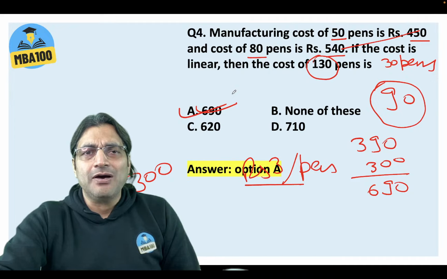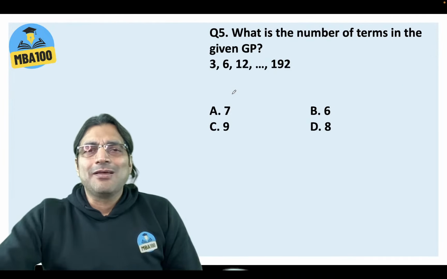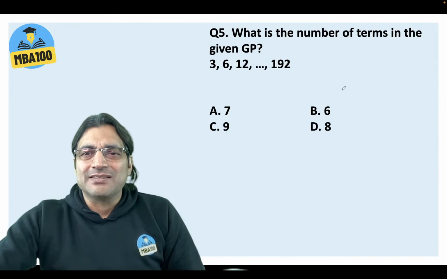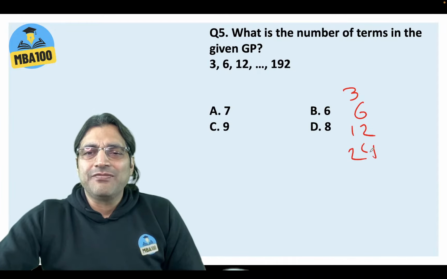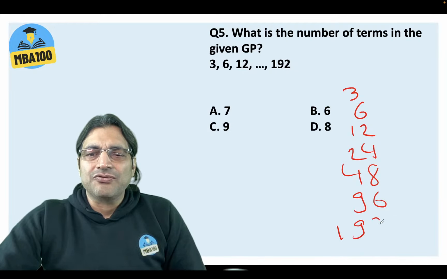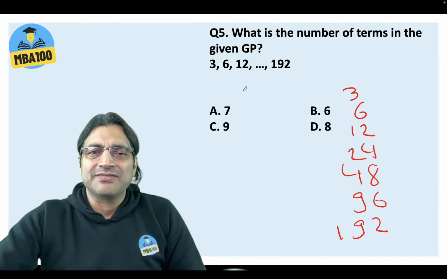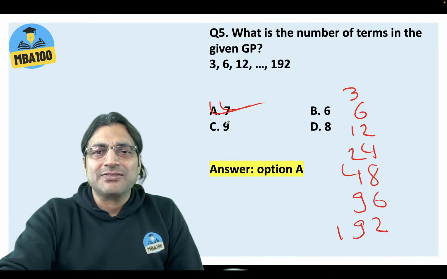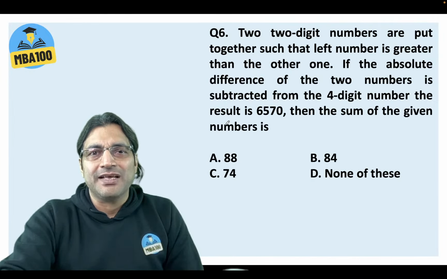Looking for anything simpler? Okay, now here, what is the number of terms in the given GP? Why did I need to solve this? Straight away you should have written 3, 6, 12, 24, 48, 96 and 192. How many are there? 1, 2, 3, 4, 5, 6, 7. Alright. Okay, let's come to the next question. Here, of course, the answer is option A.